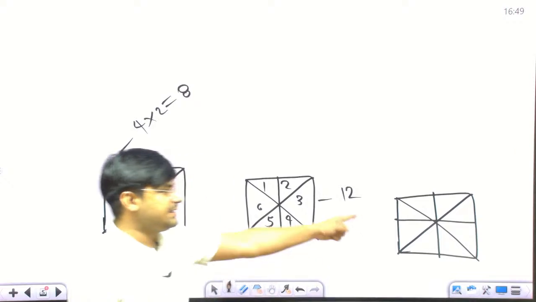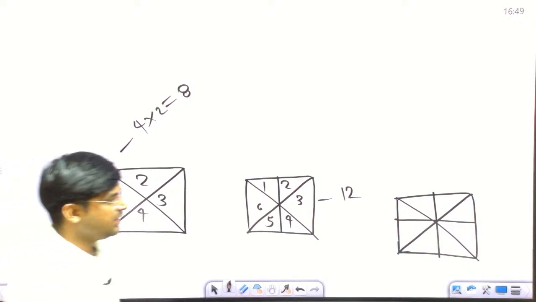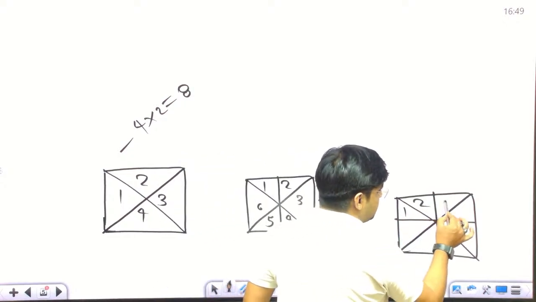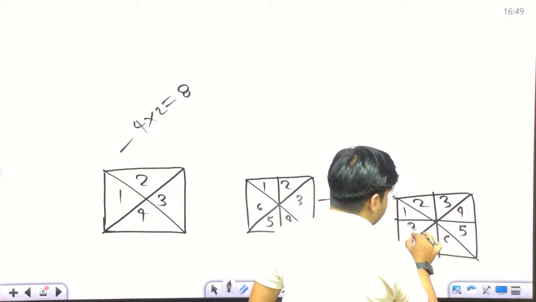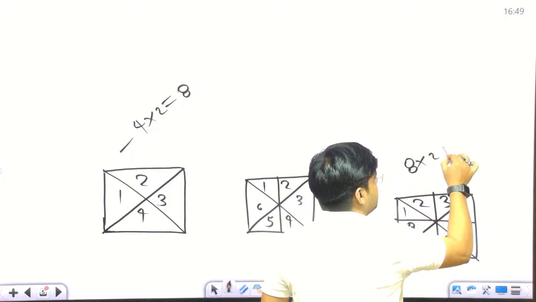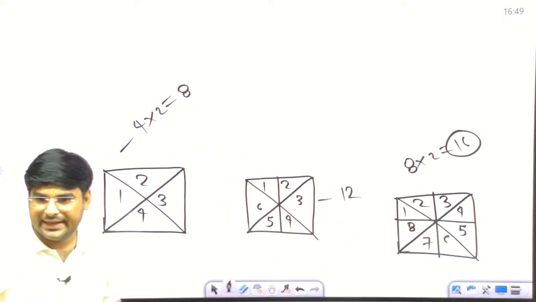And how many triangles in this figure? There are 8 parts. 3, 4, 5, 6, 7, 8. And we have to double the largest number. 16. There are 16 triangles in this figure. Clear?